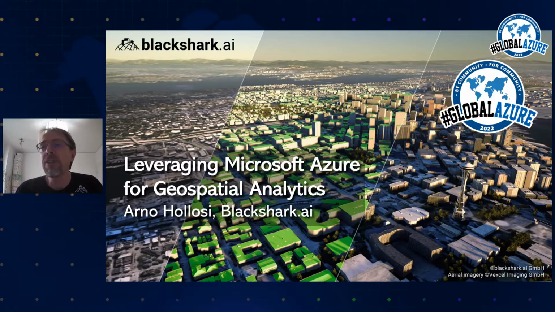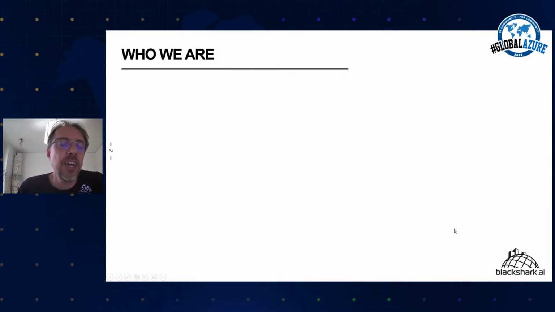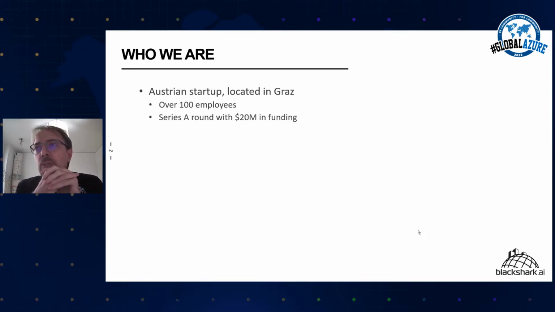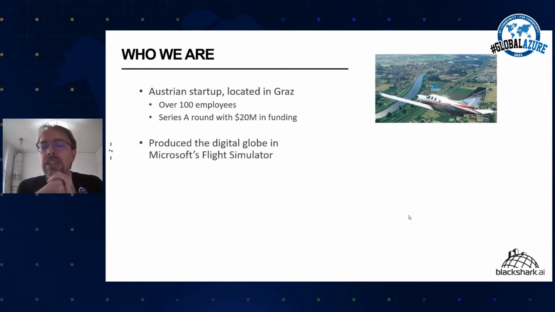My name is Arno. I'm from Black Shark AI, and maybe just two or three words about who we are. We are an Austrian startup located in Graz with just over 100 employees. And you might have heard our name in combination with Microsoft's Flight Simulator, where we were responsible for the world. So basically, almost everything that is on the ground was our work, whereas Asobo, the producer of the game, was responsible for the physics, the weather, the planes, and other stuff.